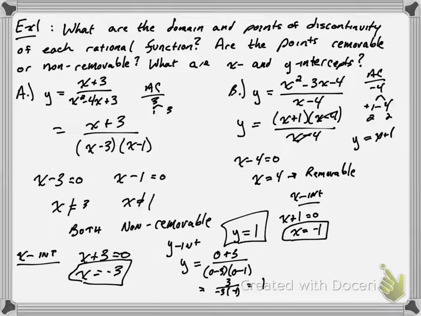There's my x-intercept. For my y-intercept, remember, just plug 0 in for x into the original equation. Y equals (0 squared minus 3 times 0 minus 4) all over (0 minus 4), which gives me negative 4 over negative 4, which gives me a y-intercept at 1 as well.